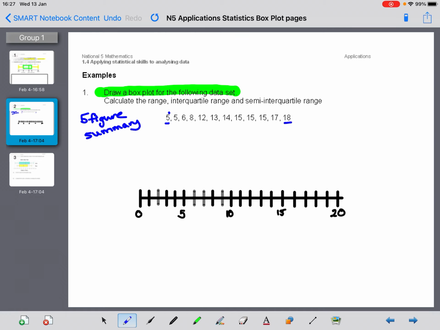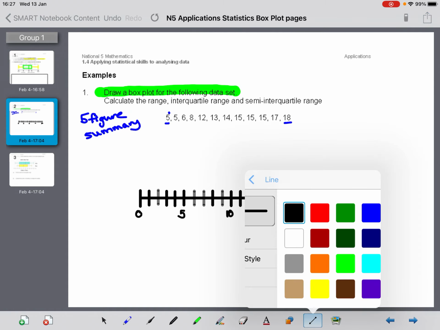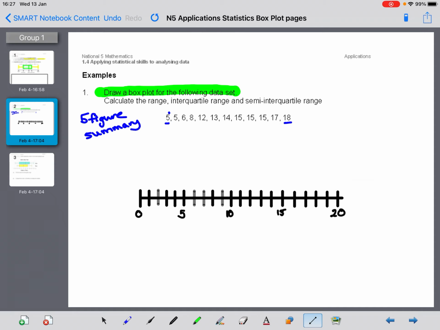So I've got my scale drawn out. Every time I've seen one of these in the exam, it has the scale drawn out. Again, remember, use a ruler. I will try and do this, though I might lose the plot with it. At 5, I'm going to draw a line. And the biggest number is 18, so at 18 I'm going to draw another line. So that's my lowest and my highest values. My lowest value is 5 and my highest value is 18.